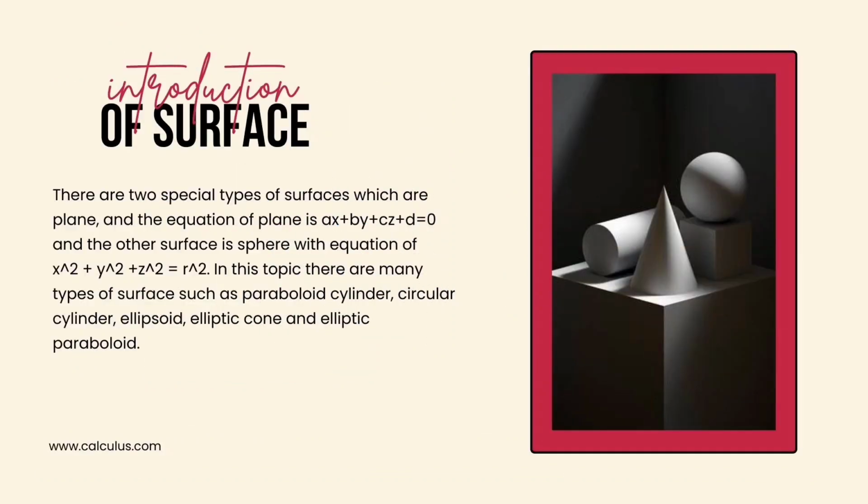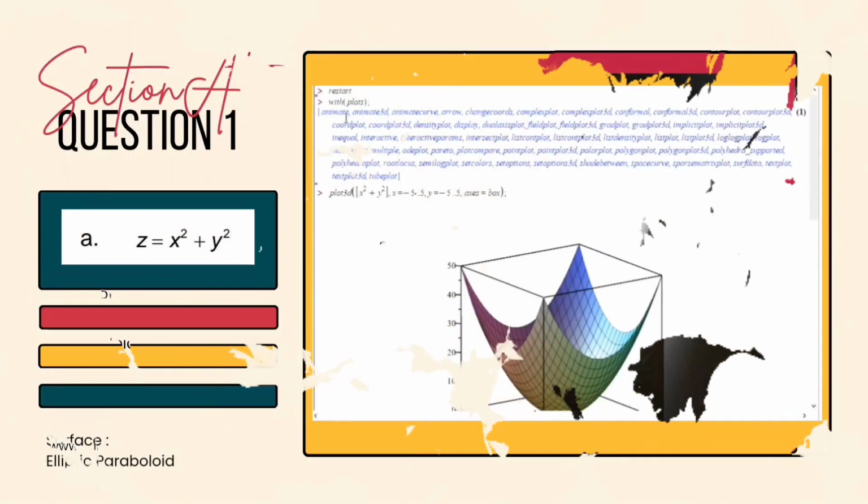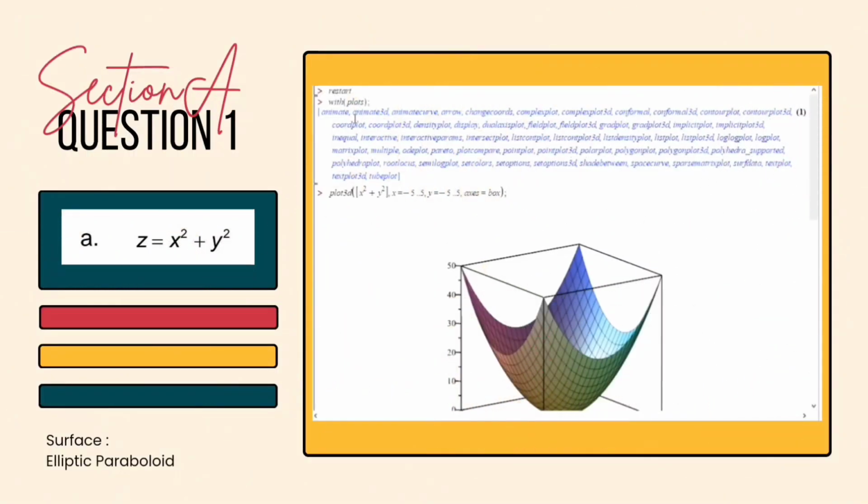Introduction. There are two special types of surface which are plane, and the equation of plane is ax plus by plus cz plus d equals to 0. And the other surface is sphere with equation of x square plus y square plus z square equals to r square. In this topic, there are many types of surface such as parabolic cylinder, circular cylinder, ellipsoid, elliptic cone and elliptic paraboloid.